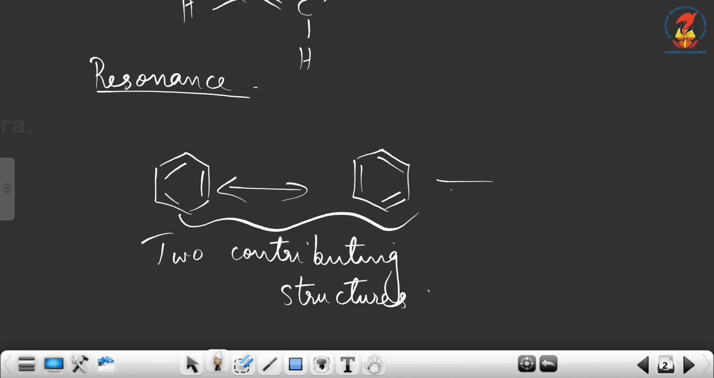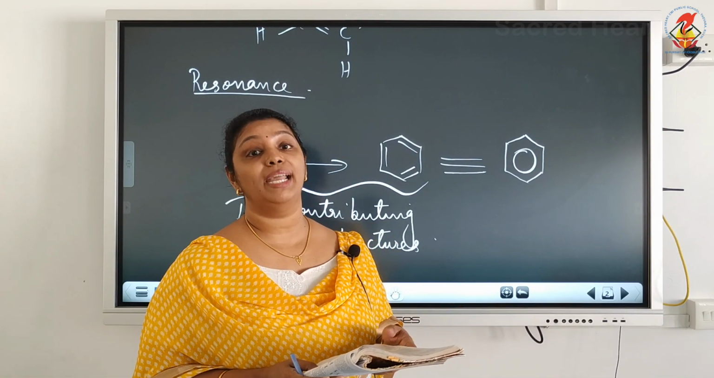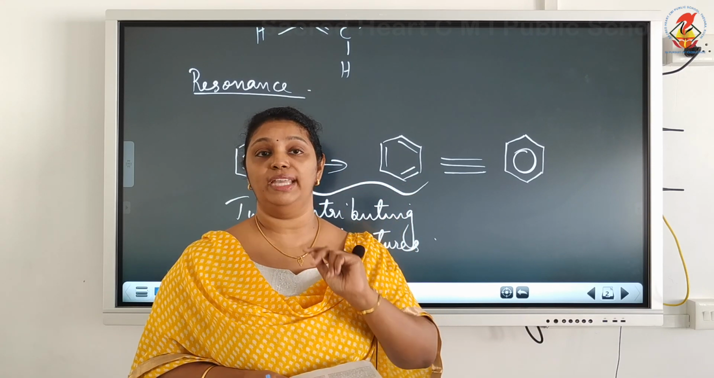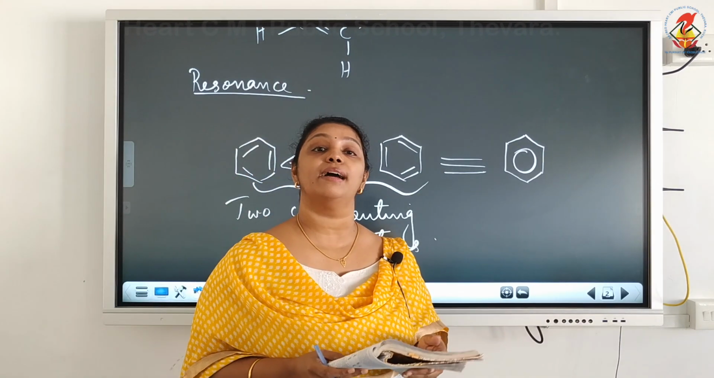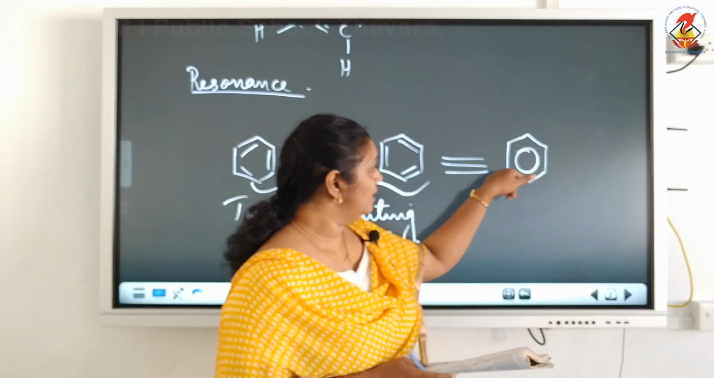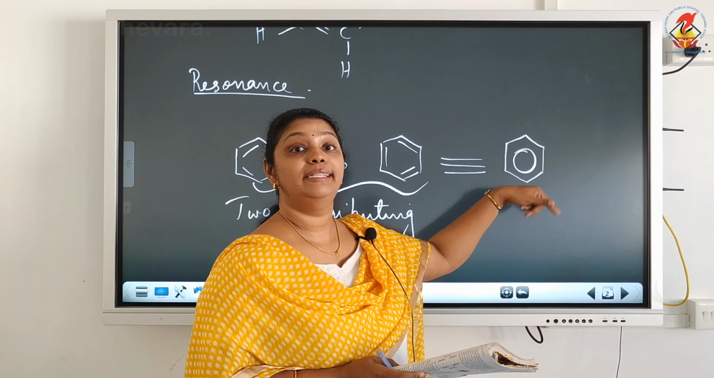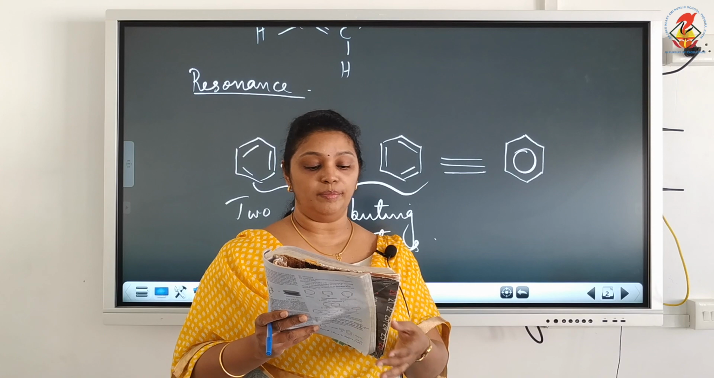Now the resonance hybrid structure can be shown like this, that is the hexagon ring with a circle inside. Okay, and the circle represents the 6 pi electrons. We know that there are 3 double bonds and one bond means 2 electrons. So we have 6 pi electrons which can be delocalized between the 6 carbon atoms of the benzene ring. So the circle inside this hexagon denotes the 6 pi electrons which can delocalize. Delocalize means they can shift their positions.